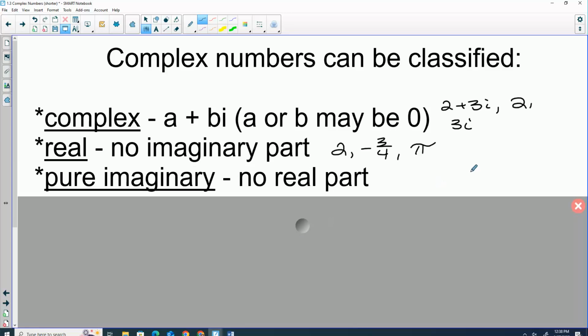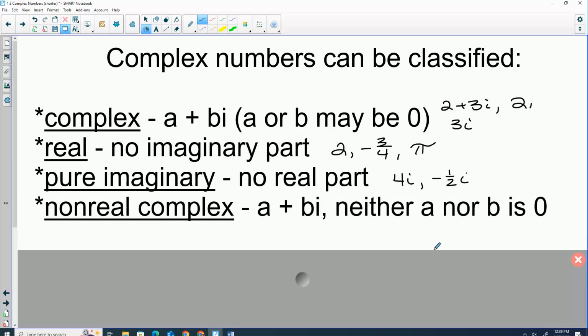Pure imaginary are complex numbers that don't have a real part. So something like 4i, -1/2 i. Those are pure imaginary. And then non-real complex has both terms, the a plus bi. So that's your 2 minus 5i, -6 plus i. It has both a real plus or minus an imaginary.